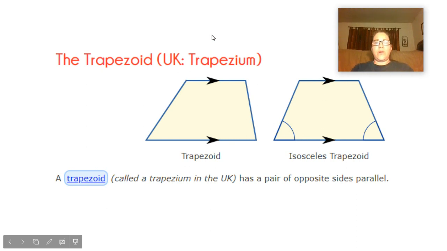If this were to keep going, this line and this line, eventually they would meet. And the same thing here. This line kept going and this line kept going. They would eventually meet, and then this one would actually become a triangle.